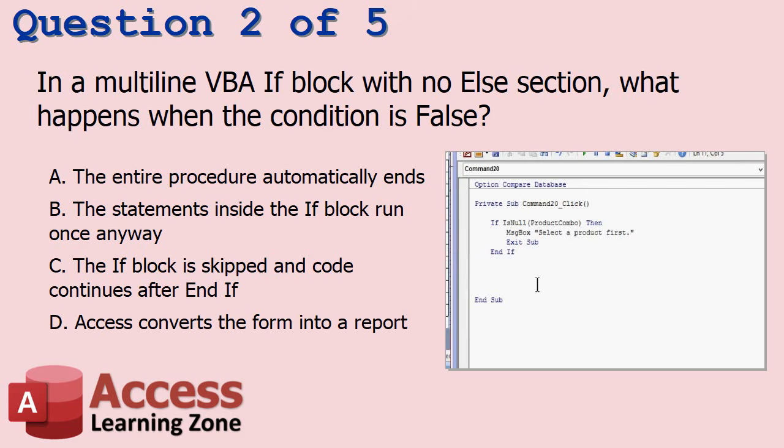Question 2. In a multi-line VBA if block with no else section, what happens when the condition is false? A. The entire procedure automatically ends. B. The statements inside the if block run once anyways. C. The if block is skipped and code continues after end if. Or D. Access converts the form into a report.